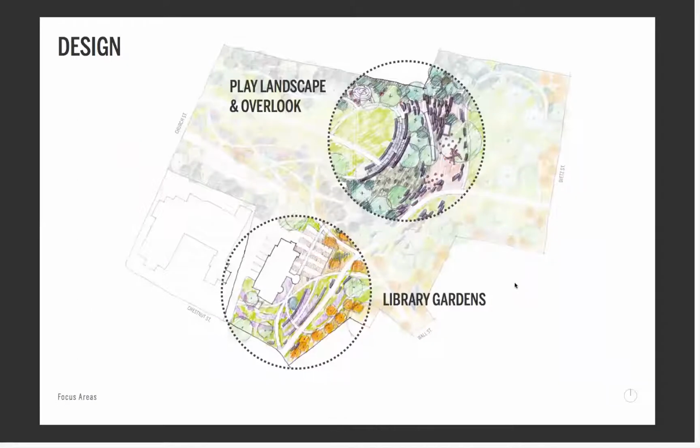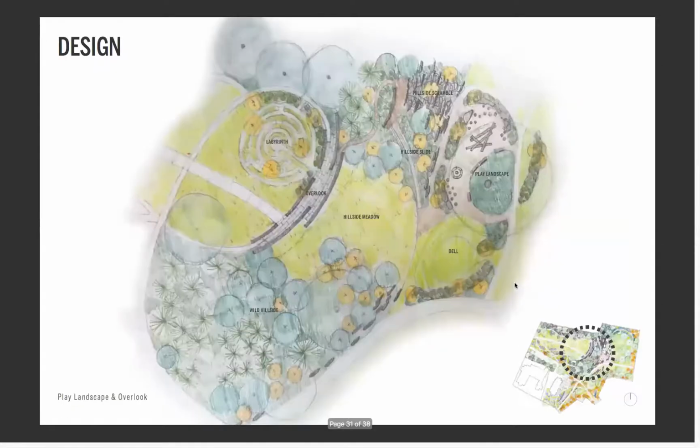Next. So as I mentioned, we're going to zoom in now to two areas of the park which we see as a kind of phase one construction, or the first areas that we're thinking of improving specific components of the park. We're going to look at the play landscape and overlook and the library gardens. Next.